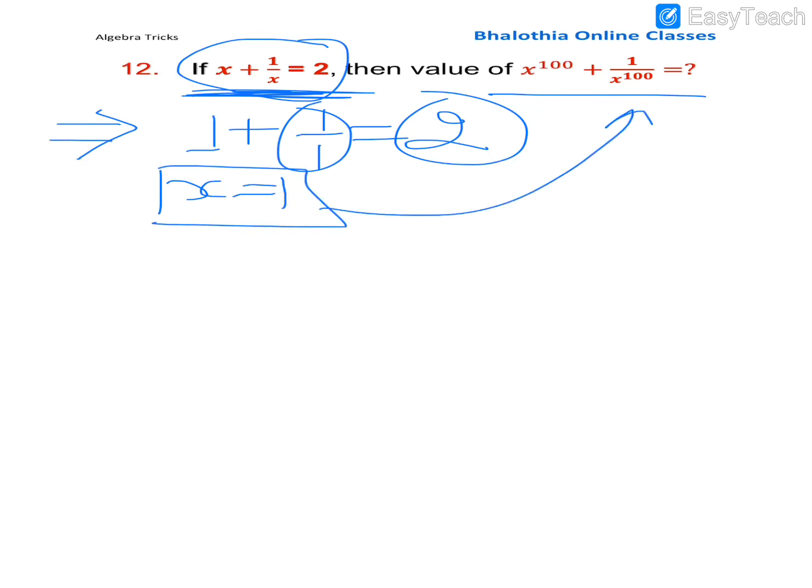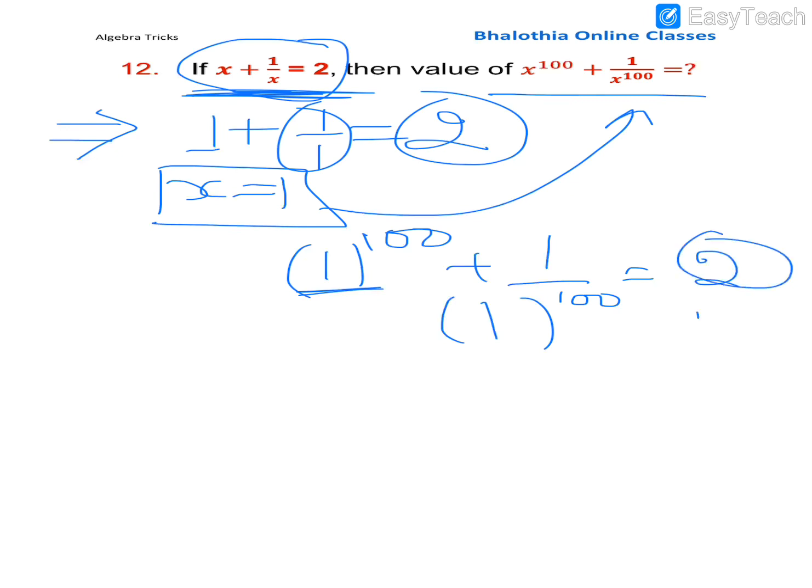Let's put the same value here as well. X raised to the power 100 will become 1 raised to the power 100, and then 1 upon 1 raised to the power 100. So that will become 1 plus 1, right? So your answer will be 2, because whatever power we put, 1 will always remain 1. Okay, so that is your answer.